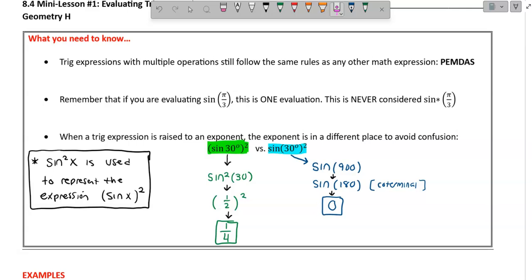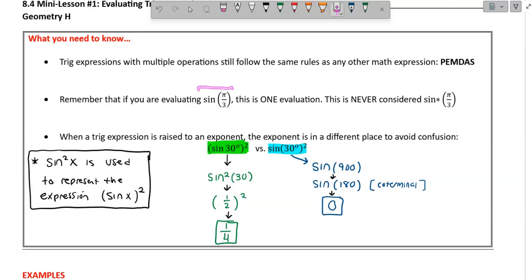In this video we're going to talk about how to evaluate trig expressions. We have now taken the time to learn how to evaluate a trig expression in and of itself, but what if it is mixed together with multiple operations? Well, when we work with trig expressions with multiple operations, we are still going to use our trusted PEMDAS to help us with that. But there's a few notes I want to make before we try a few of these.